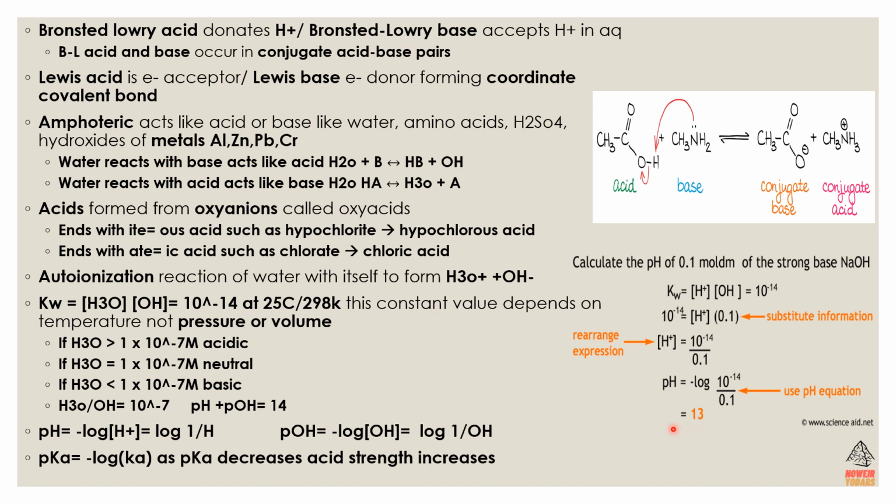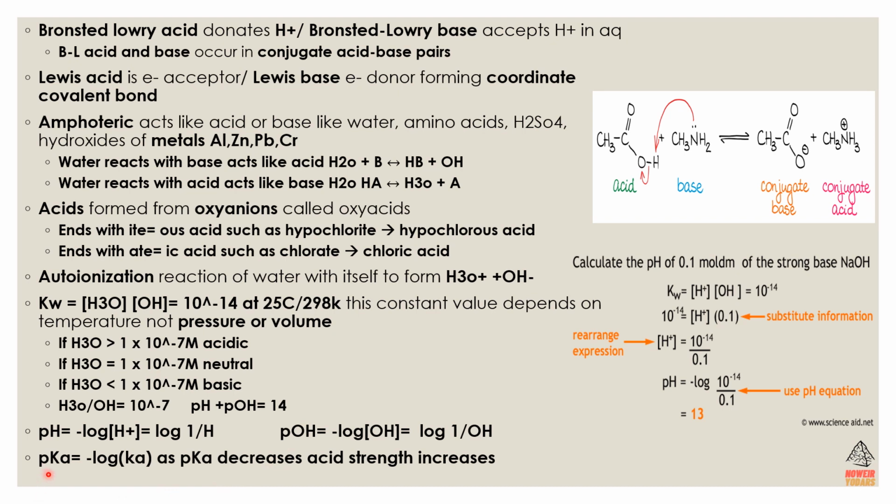Now we need to plug it into the pH. So negative log of 10 to the power of negative 14 divided by 0.1 is equal to 13. But actually, yeah, you have the H plus, and then you want to calculate its pH, so it's that.